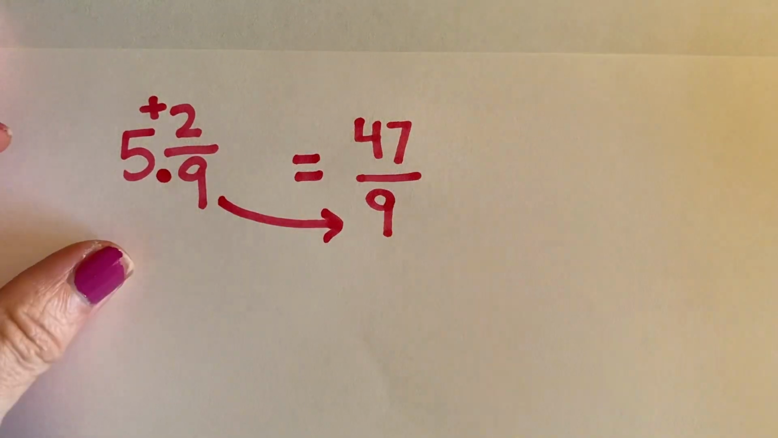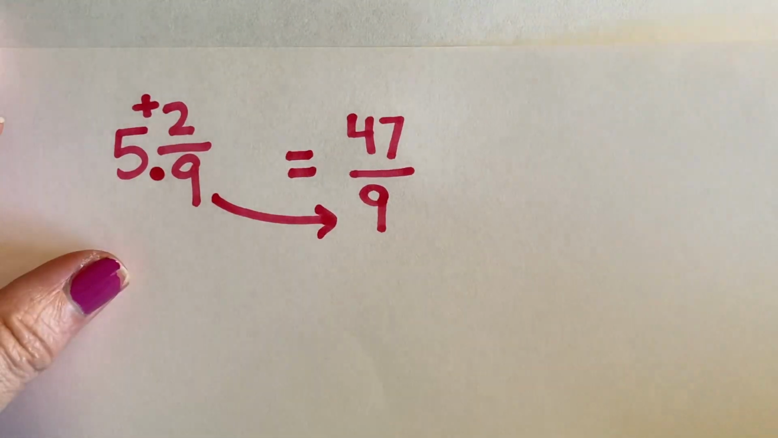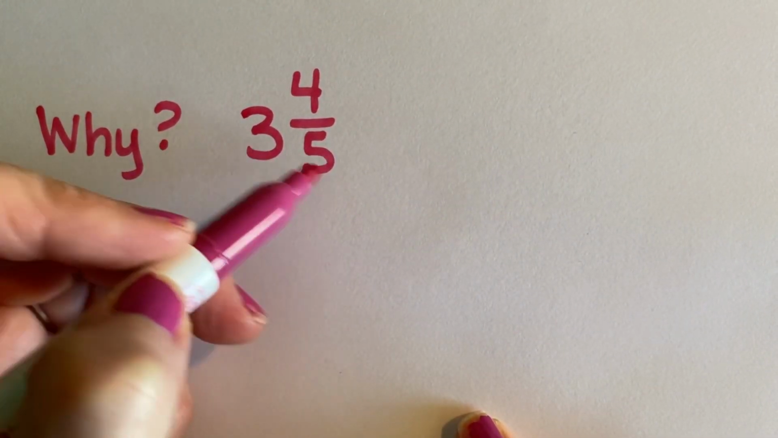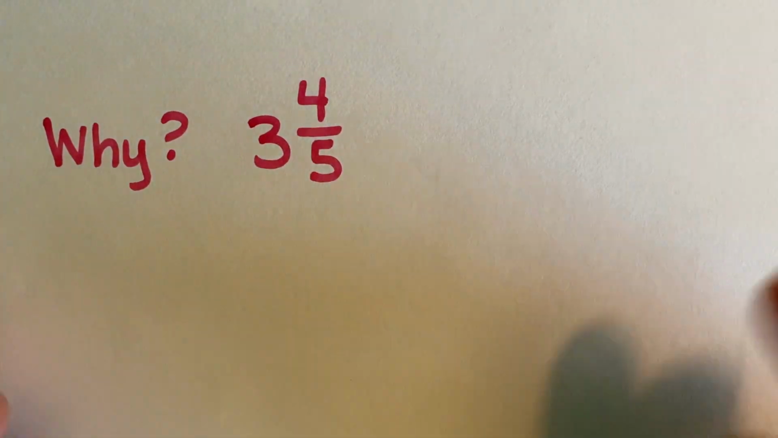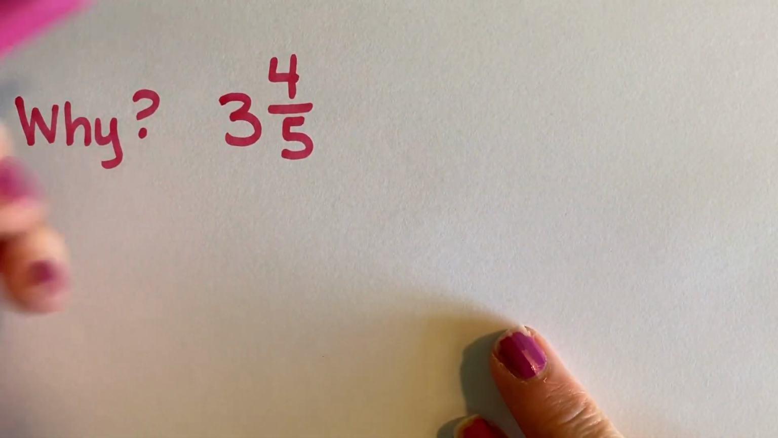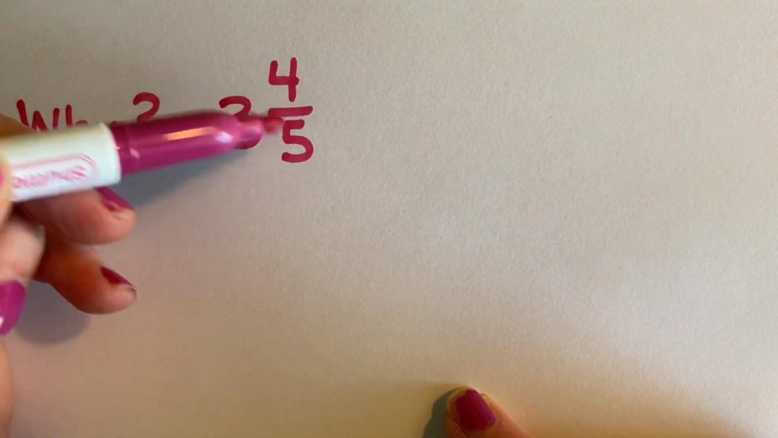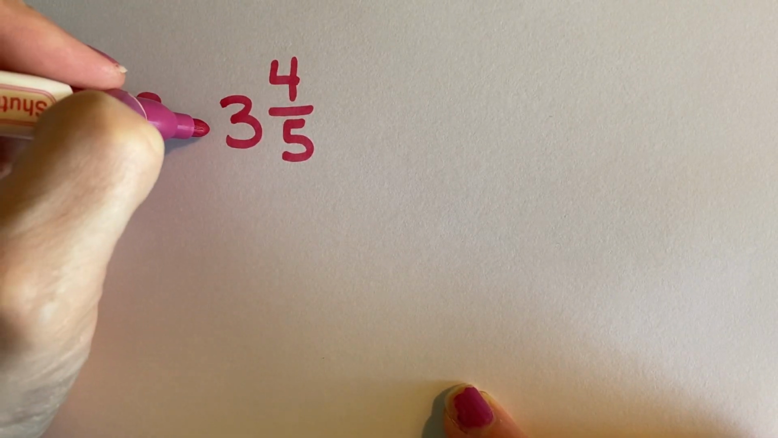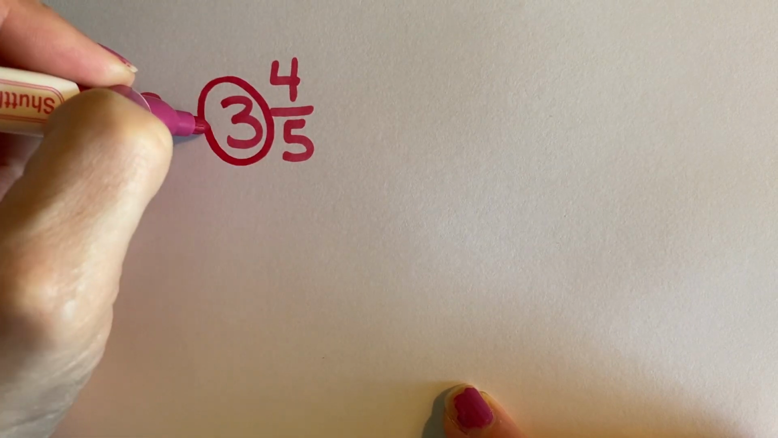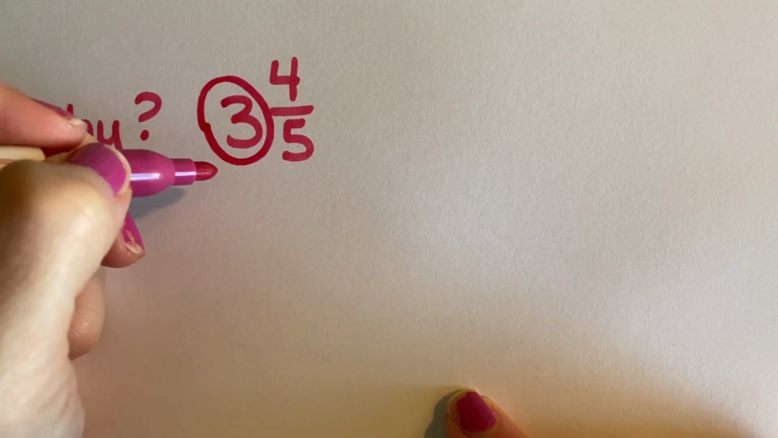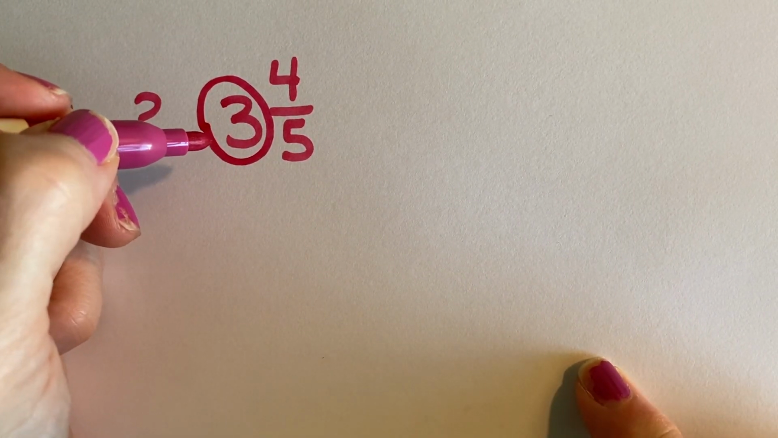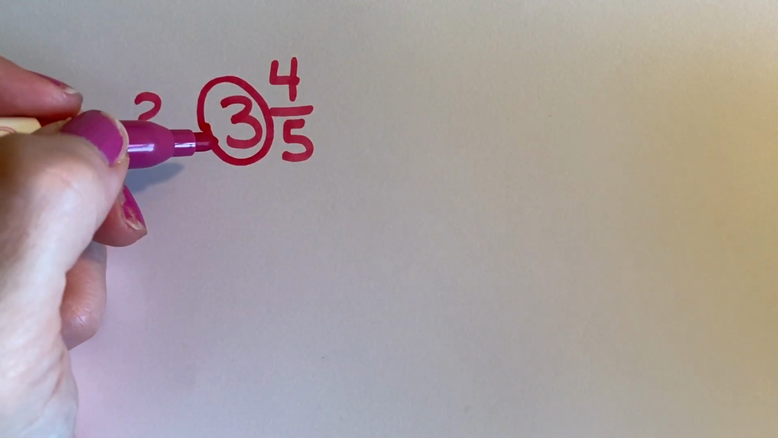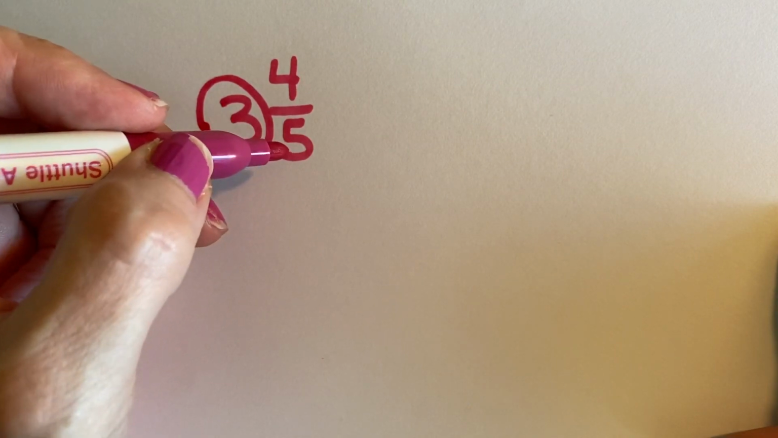Now, I do want to leave you with one thing. You might be thinking, why do you do what you do? Why do you multiply and then add? Well, it's kind of cool. So you see how your proper fraction has a 5 as its denominator? Well, if we take the whole number 3, we can get to that 3 by adding 3 versions of one whole together using the 5 as our denominator.